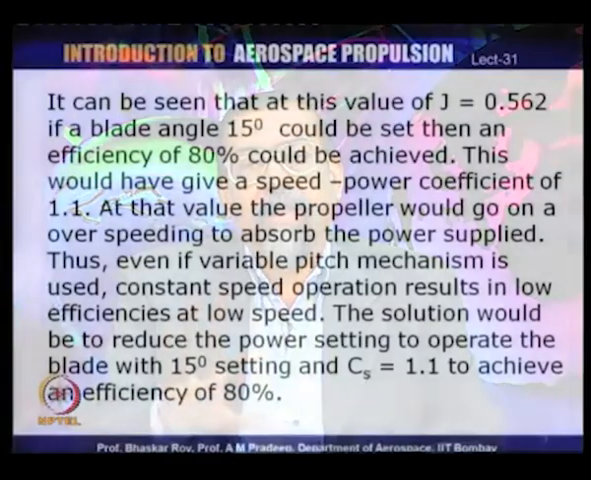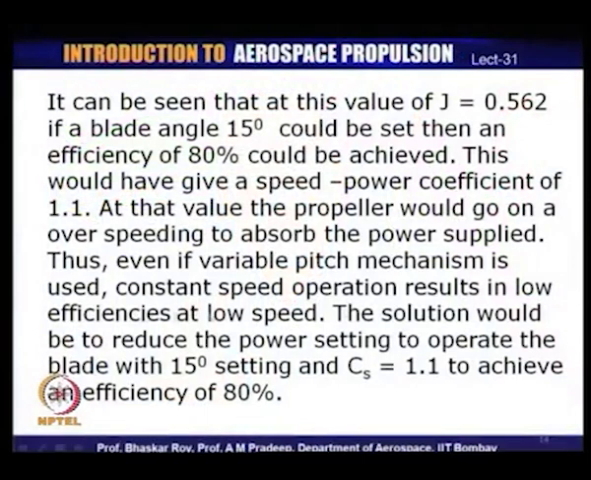The propeller evidently does not need so much power anymore. It can do with much less power, and you can choose a lower power setting, which means a lower speed of operation of the engine. And if you do that, at that low speed, the power matching between the propeller and the engine would be more appropriate, and in that situation you can now choose a blade setting angle of 15 degree, at which the CS would be 1.1, and you can operate at an efficiency of 80%.